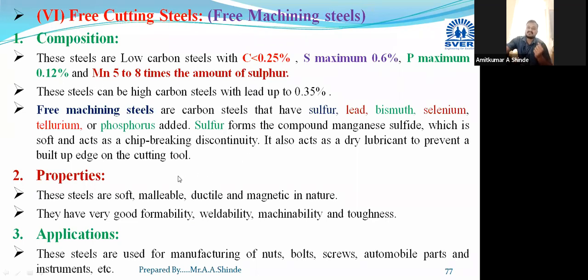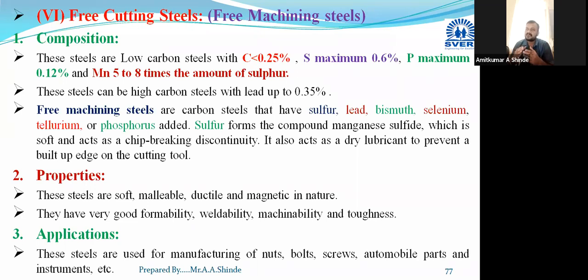Okay. There are certain reasons. Now, suppose we are using low carbon steels. As low carbon steel is very soft in nature, the chips that are formed are continuous chips, and it is very difficult to break that chip. It does not get broken easily, and it will remain attached to your workpiece. Then during the machining operation, it will damage your tool and your workpiece also.